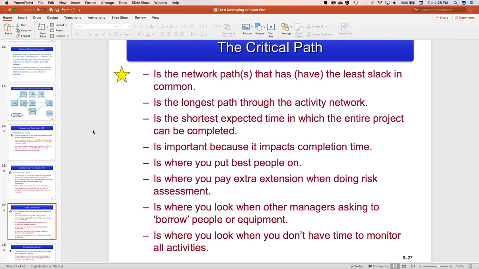It's also the longest path through the network. I'm telling you, write it down, okay? Do you want me to write it down?